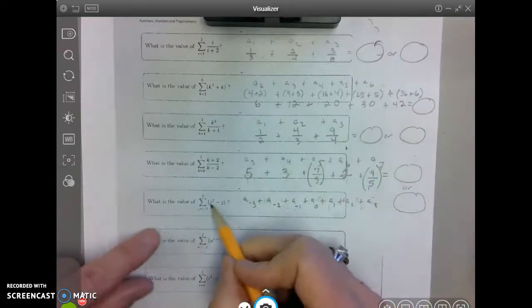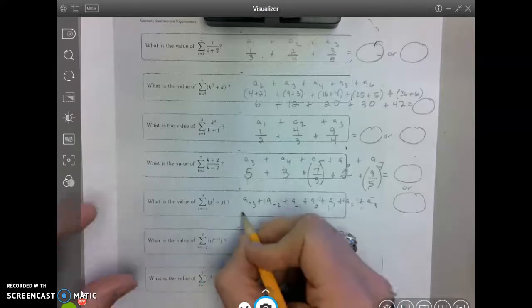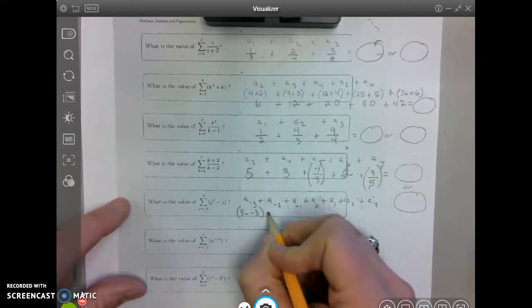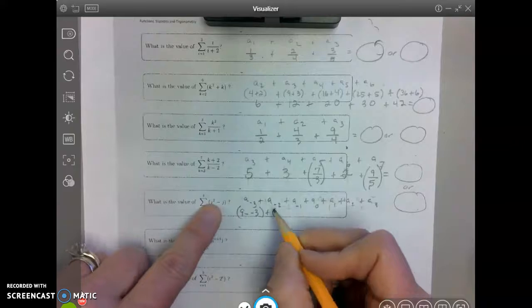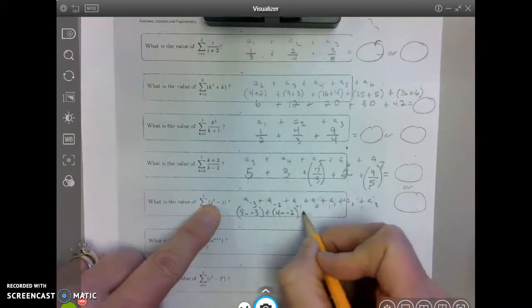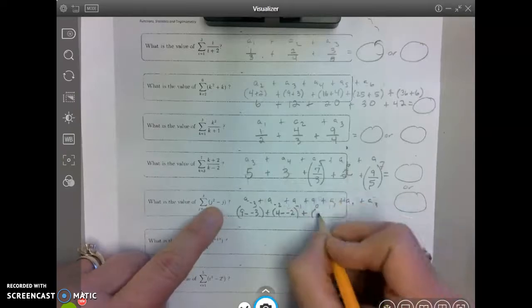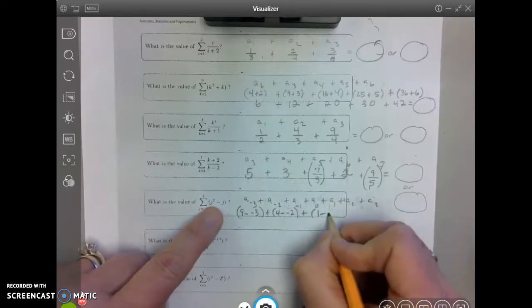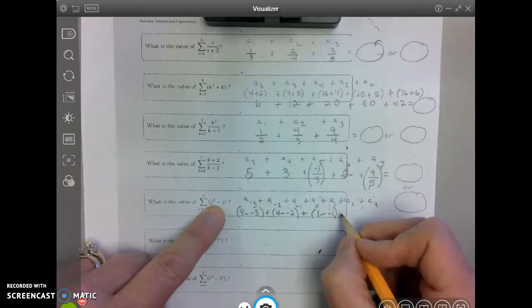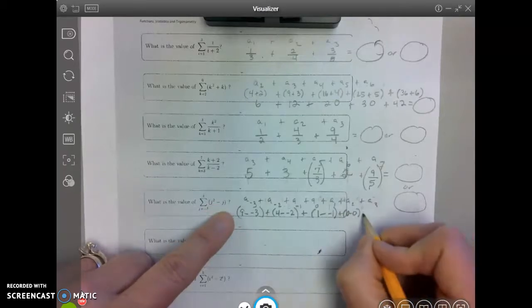So when I put a -3 in and I square it, I get 9. 9 minus -3. When I put a -2 in, I get 4 minus -2. When I put a -1 in, I get 1 minus -1. 0, I just get 0 minus 0. So 0 minus 0, I can put that in.